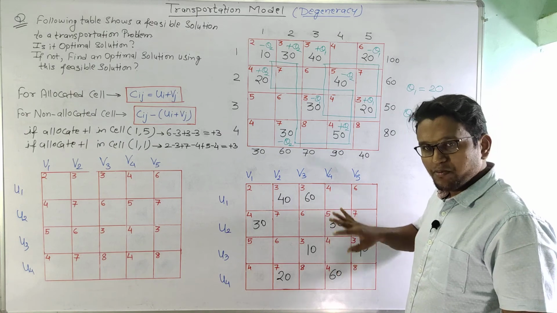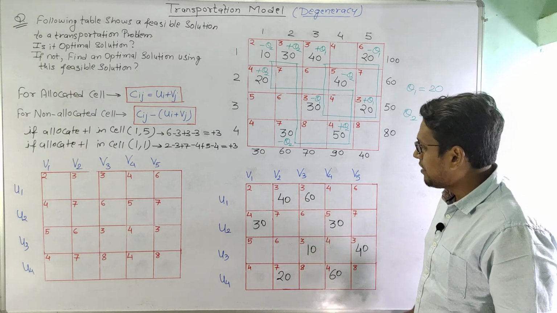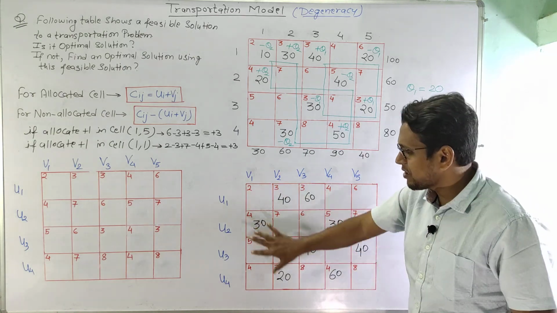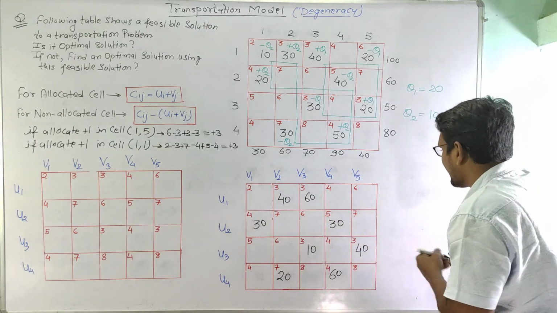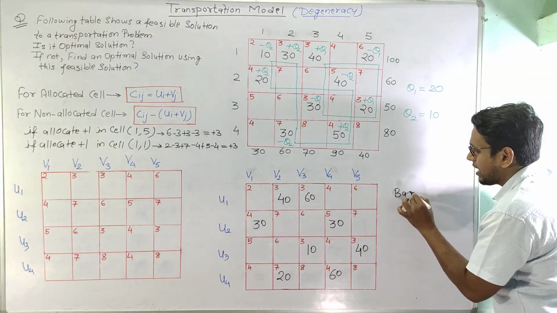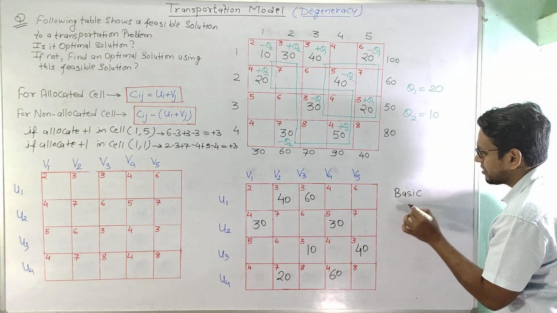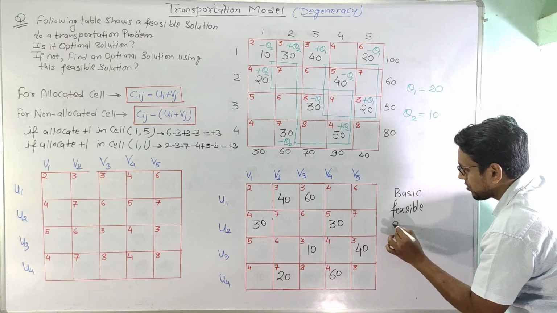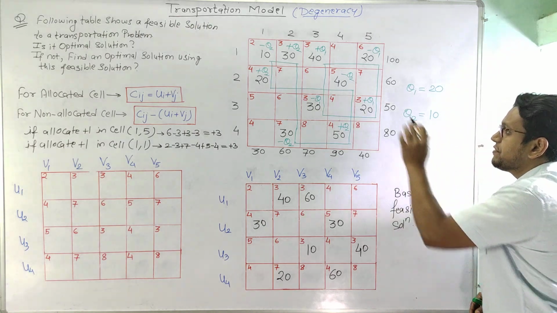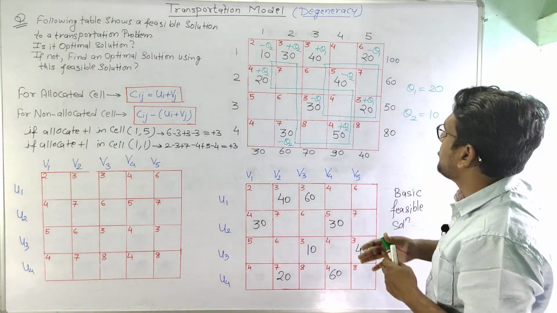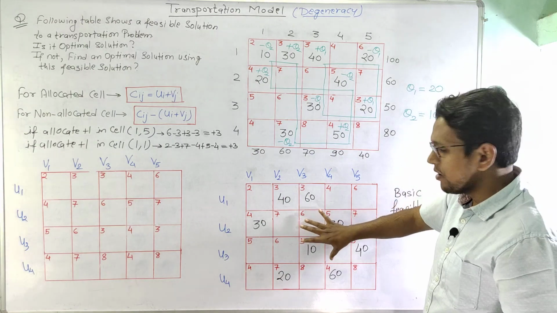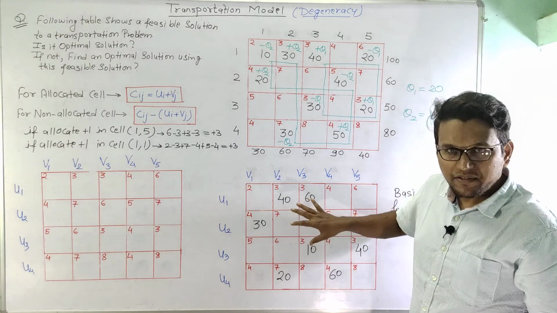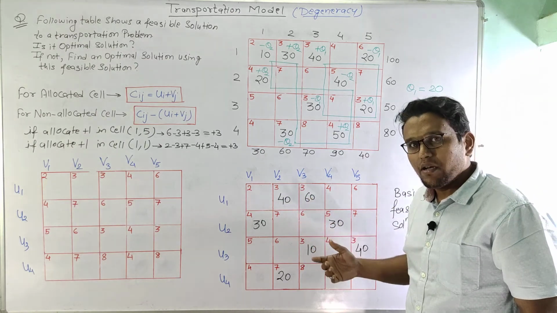So now in this particular matrix we have m plus n minus 1 number of allocations. That means this particular solution is a basic feasible solution. So from a feasible solution we have made our way to a basic feasible solution, and now let us see if this basic feasible solution is optimal or not.